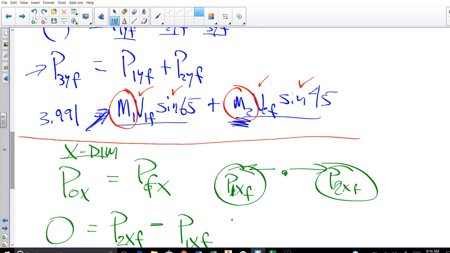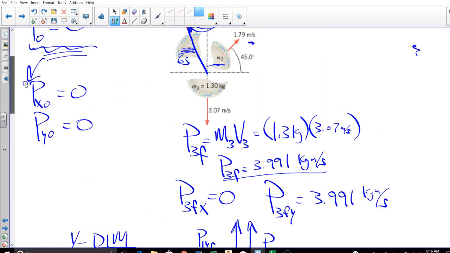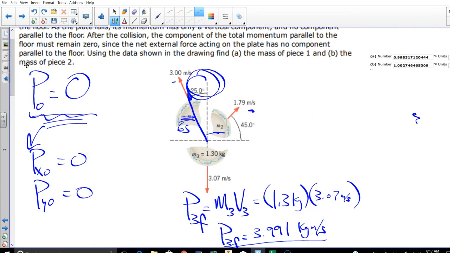The most important thing here to notice is that the momenta in each dimension have to, in this case, equal 0 because that's what we started with. And we have to treat them separately.